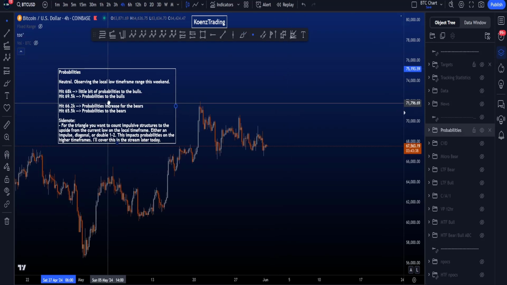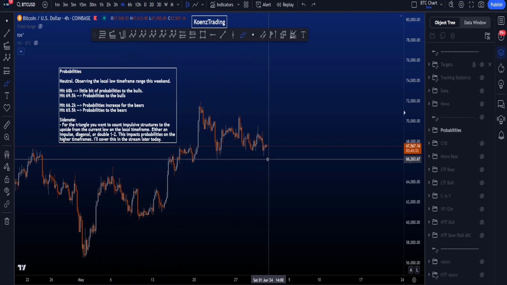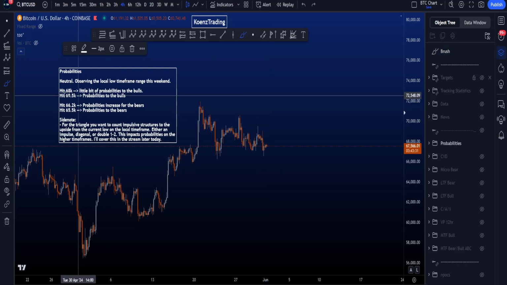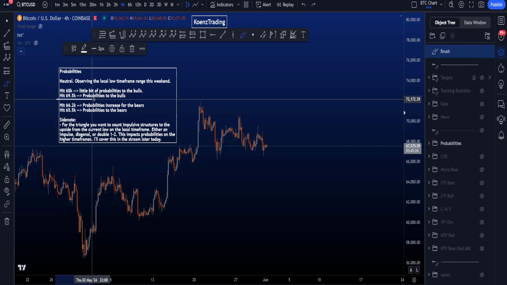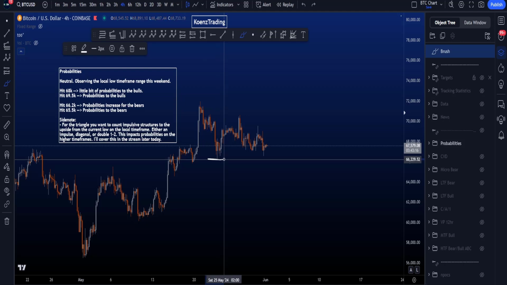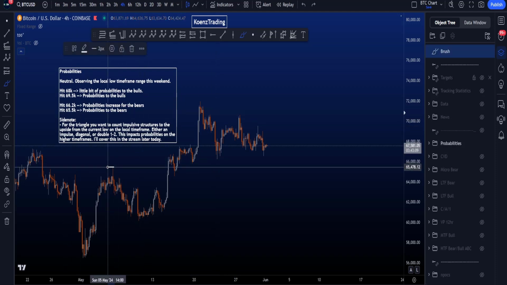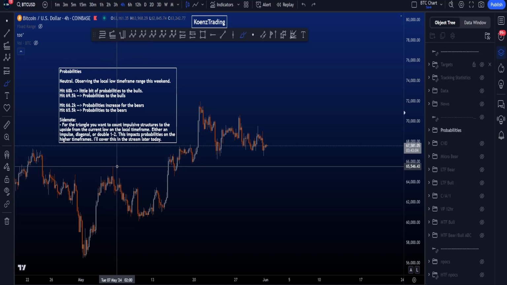If we then go to the probabilities of the different scenarios, then at the moment the probabilities are actually pretty neutral as we continue to observe the local range on the lower time frames over here. If price moves towards the upside and hits 68k, it will give at least a little bit of probabilities to the bulls. If price can also hit 69.5k, then the probabilities will be for the bullish scenarios. If price moves to the downside and hits 66.2k, taking out this low, the probabilities will increase for the bearish scenarios. And if price can also hit 65.5k, which is this high, the probabilities will significantly increase for the bearish scenarios.